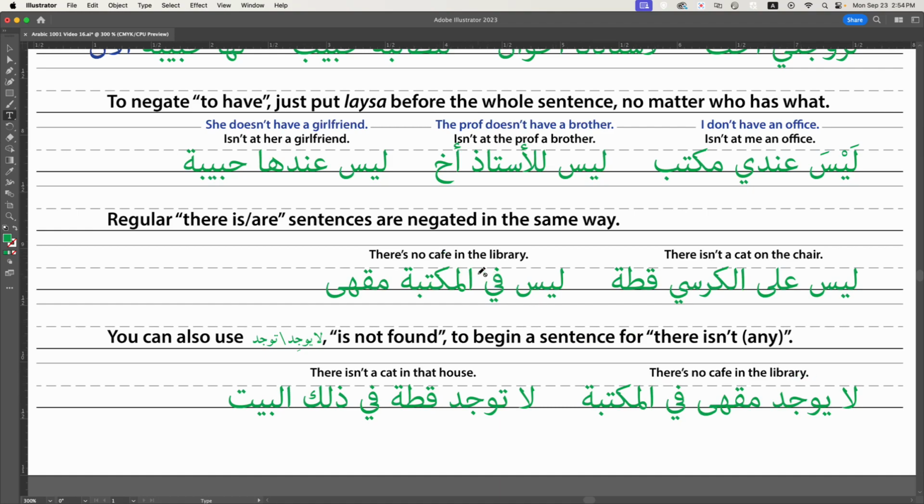These two are just two different ways to get across the same point, and you now have two different models that you can use interchangeably, and that's a little confusing for you as a beginning student, but you'll like it better later on. And then la tujad qatta fi dhalik al bayt, there isn't a cat in that house, which is a crying shame. There should be a cat in that house.